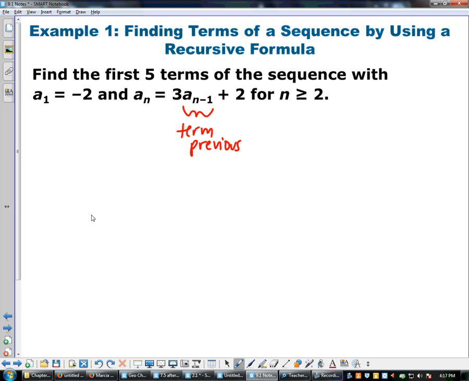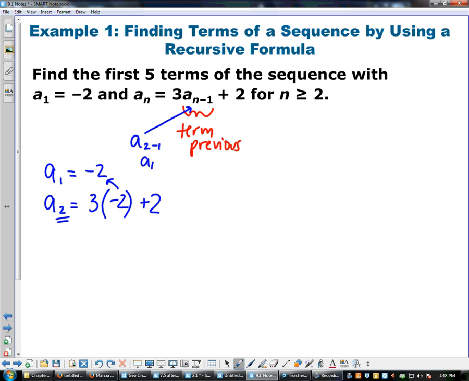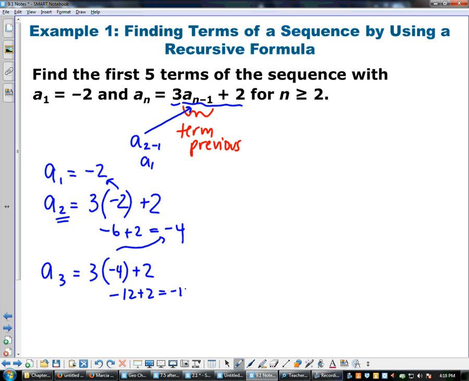So let's list them out. A sub 1 was given to us, and that is equal to negative 2. For our second term, a sub 2, it's going to be 3 times n minus 1. Well, if I'm on my second term, that would really be a of 2 minus 1, or really just a of 1, which is what I had right there. So negative 2 plus 2, using my whole formula that we were given. So that would be negative 6 plus 2, which is equal to negative 4. For a sub 3, I'll say 3 times my previous term, so 3 times negative 4 plus 2 is negative 12 plus 2. This answer is negative 10.